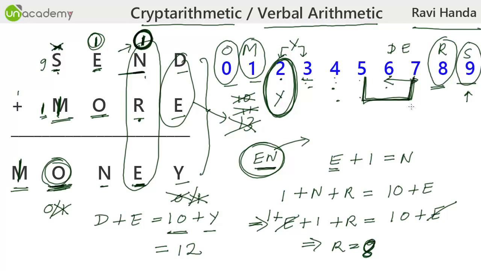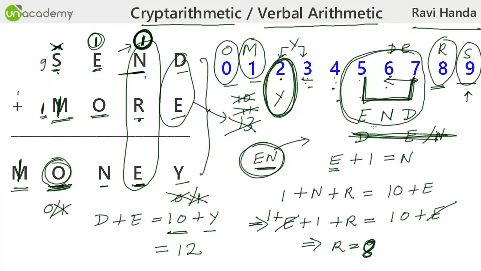So what can be the combination here? If I take this as e and this as d such that their sum is 12, it is possible because then 6 will be n. On the other hand, if I had taken 5 as d and 7 as e, where will I put n? I will have no position for n. So this is also not possible, which means the set of 5, 6 and 7 is the set of the alphabets as E, N and D.